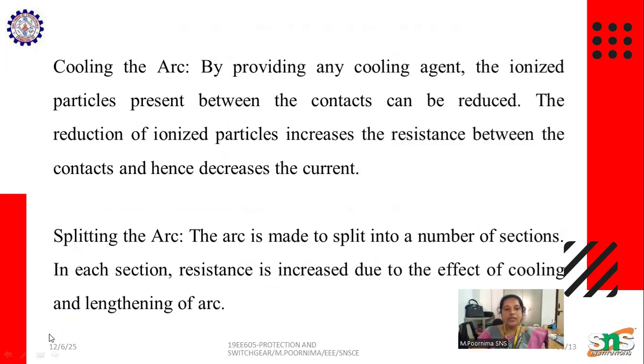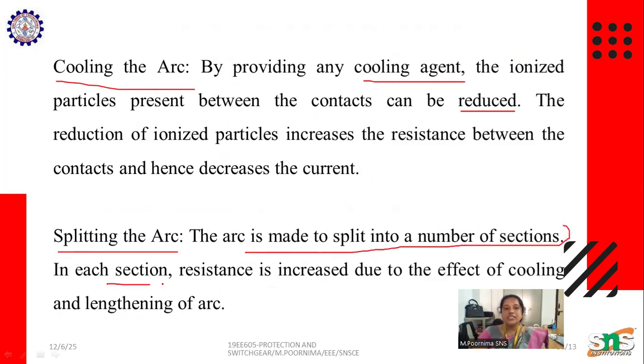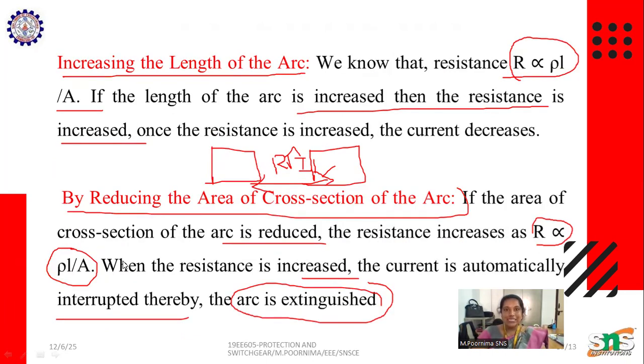The next method is cooling the arc, by any cooling agent. The next one is splitting the arc. The arc is made to split into a number of sections. In each section, the resistance increases due to the effect of cooling and the lengthening of the arc. So these four methods are used to increase the resistance. If we increase the resistance, the current automatically decreases. This is the main thing.